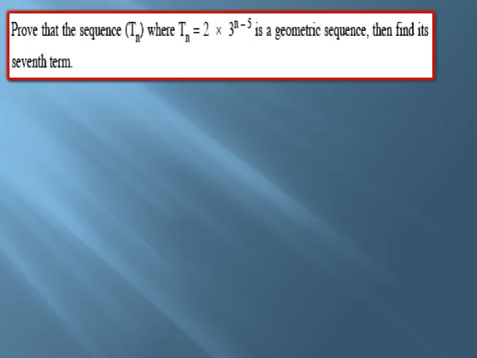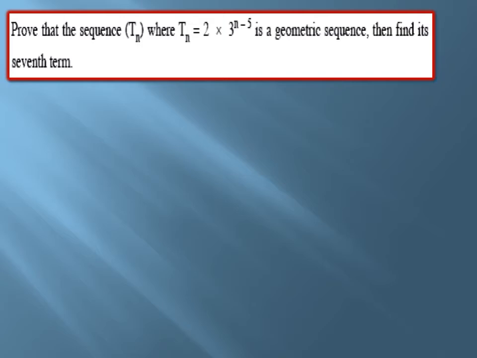Look at the next example. Prove that the sequence Tn, where Tn equals 2 times 3 to the power n minus 5, is a geometric sequence. Then find its seventh term. This example is divided into two parts. The first part: Tn equals 2 times 3 to the power n minus 5.